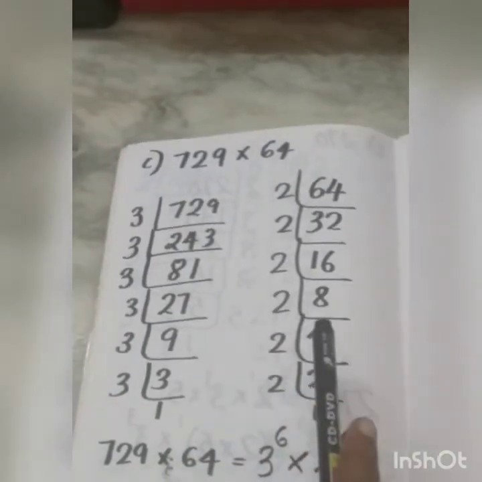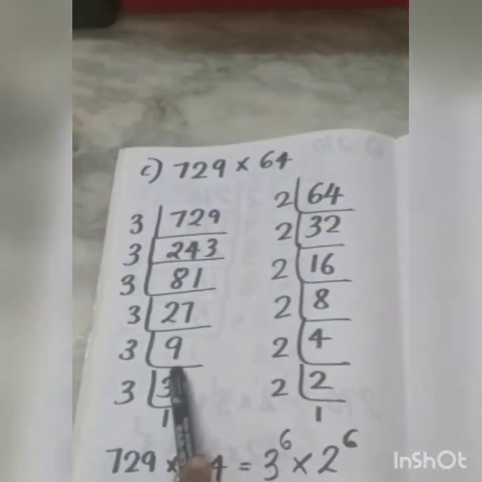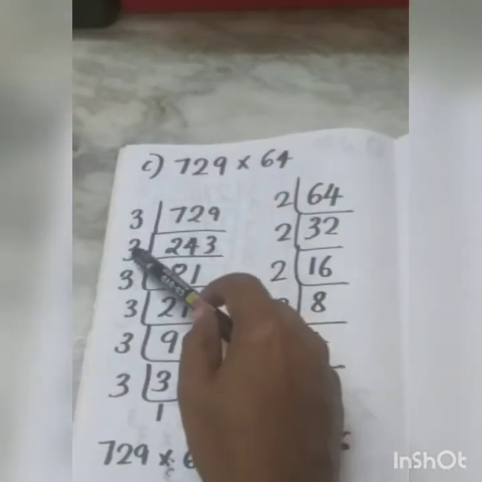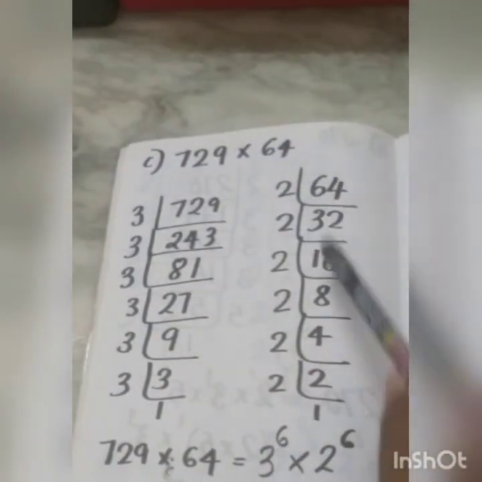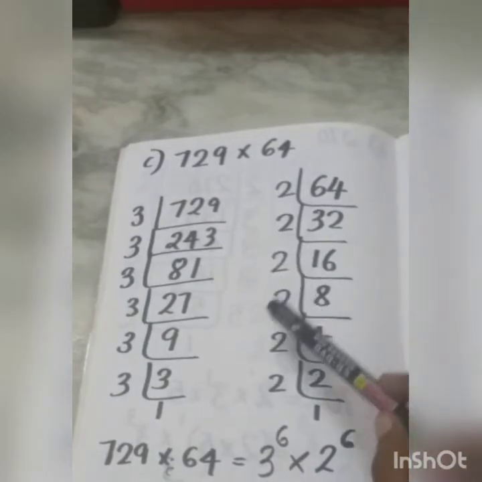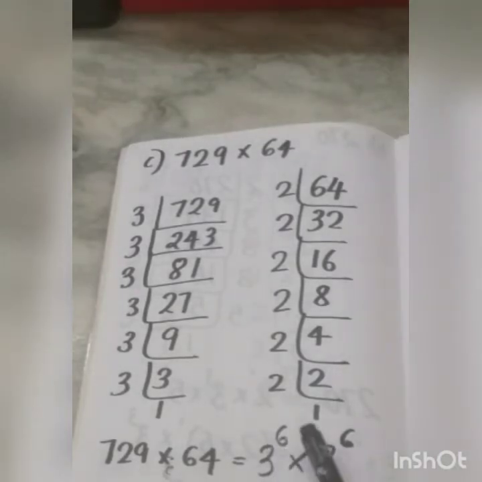Now writing down the factors. In 729, how many 3's are there? 1, 2, 3, 4, 5, 6. So 3 raised to 6. Now in 64, 1, 2, 3, 4, 5, 6. 2 raised to 6. Here there is no need of applying any law. Yeah, we can apply. 3 raised to 6 into 2 raised to 6.